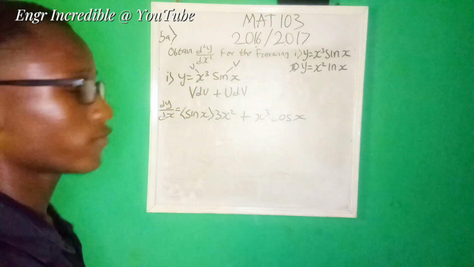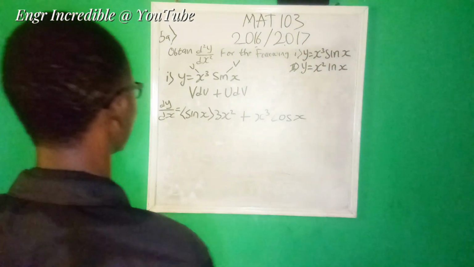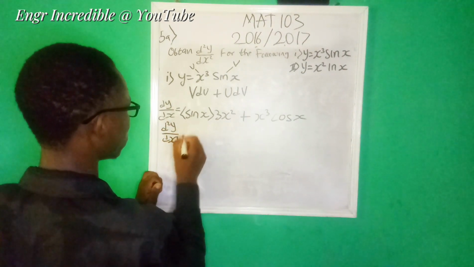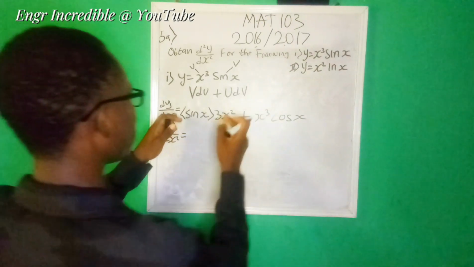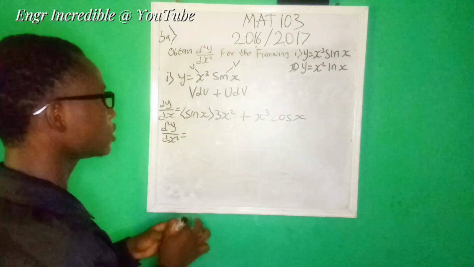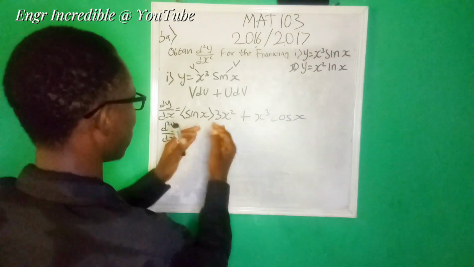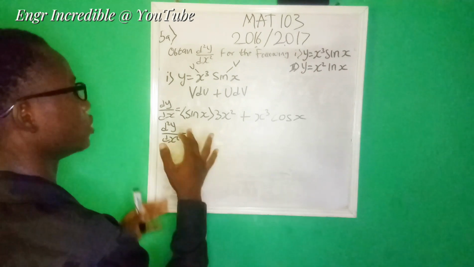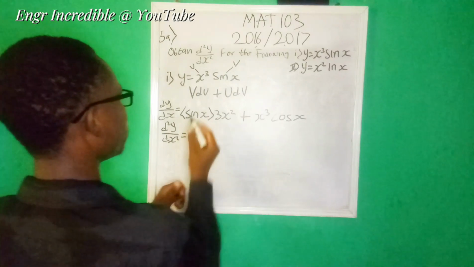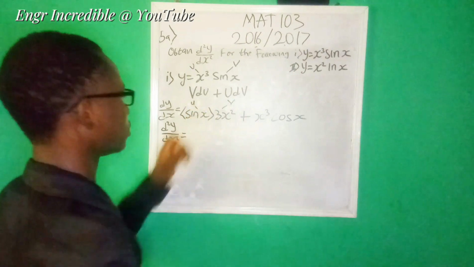Now they told us to find d squared y over dx squared. That means we have to differentiate it 2 times. So d squared y over dx squared is equal to, first of all, we differentiate this, then we differentiate this again. Notice that the same thing is happening here, whereby we have two different components that we need to use the same formula for. So we pick one as our u and we pick one as our v. You can pick this one as u and this one as v.